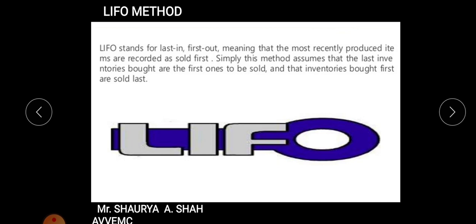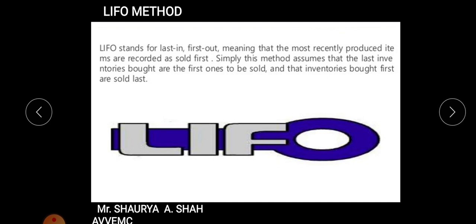It is last in first out. Whatever material came last will be going out first. Fine. So last in first out means that the most recently produced items are recorded as sold first, right? Again, the things which are produced last, or the material which is purchased last, will be sold first or issued first for production, right? Simply, this method assumes that the last inventories bought are the first ones to be sold, and that inventories bought first are sold last, right?